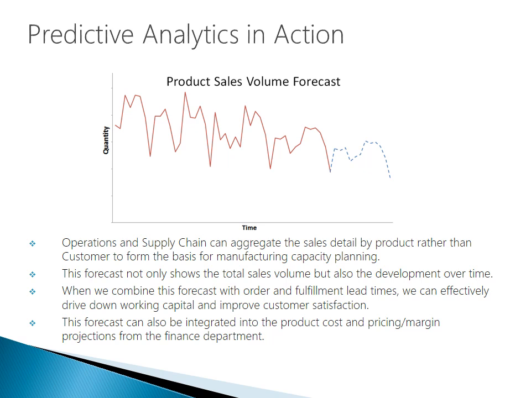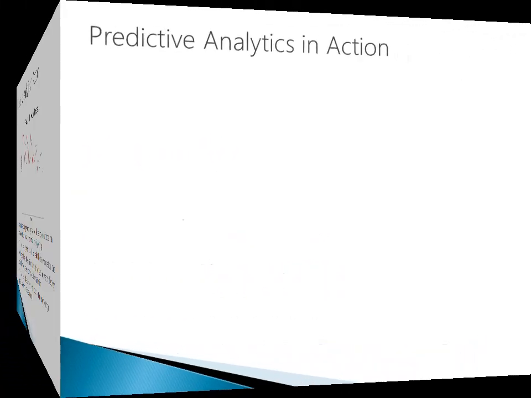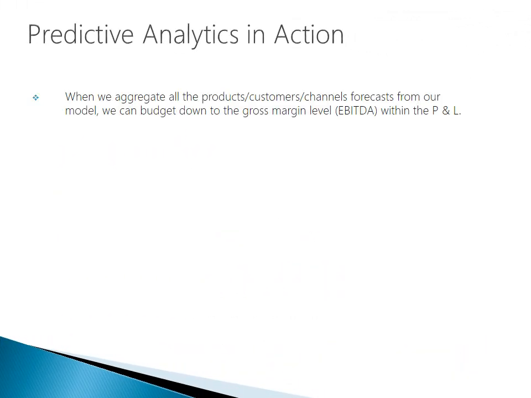So this shows many different ways that we can draw from a bottom-up approach that is drawing from predictive analytics to help in business capacity planning. There are many different ways that predictive analytics can be applied, but I think this is a very useful and practical example. And when we aggregate all the products, customers, channel forecasts from our model, we are then able to budget down to the gross margin level and perhaps even the EBIT within a P&L.